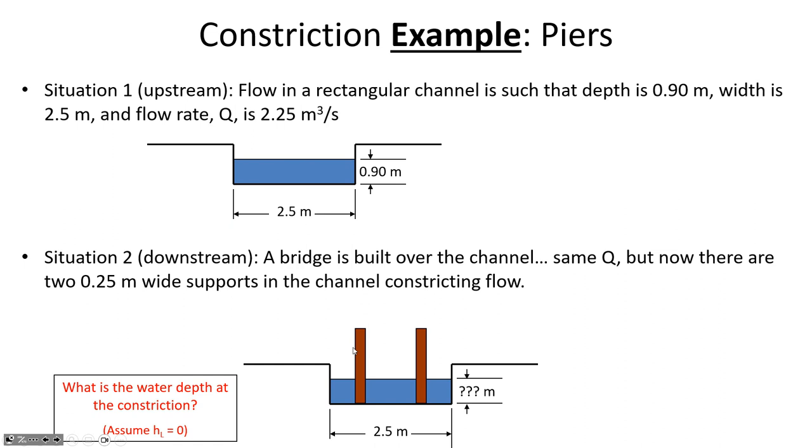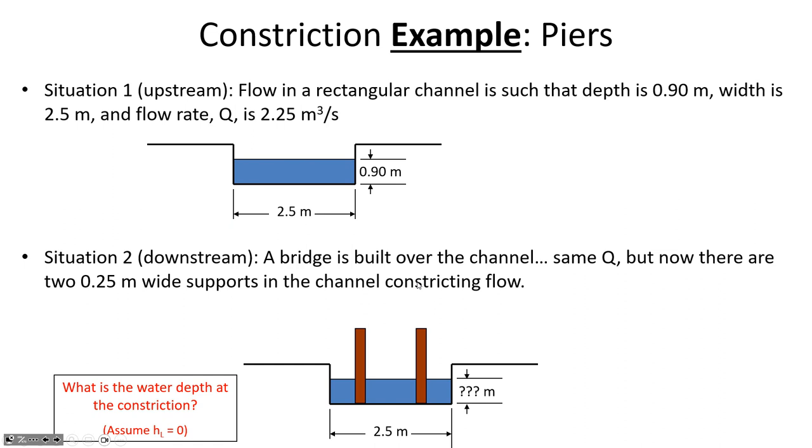And so what I can say is that the depth plus velocity head at 1 is equal to the depth plus velocity head at 2. And we can calculate the velocity at 1 pretty easily, since we know the area at 1 is just going to be the 2.5 meter width times the 0.9 meter depth. And so the velocity at 1 is the flow rate of 2.25 cubic meters per second divided by that area of 2.5 meters by 0.9 meters. So it leaves us with 1 meter per second. 1 meter per second is the velocity at 1.